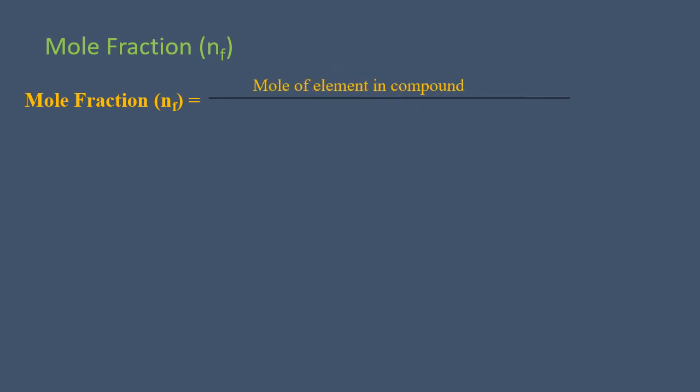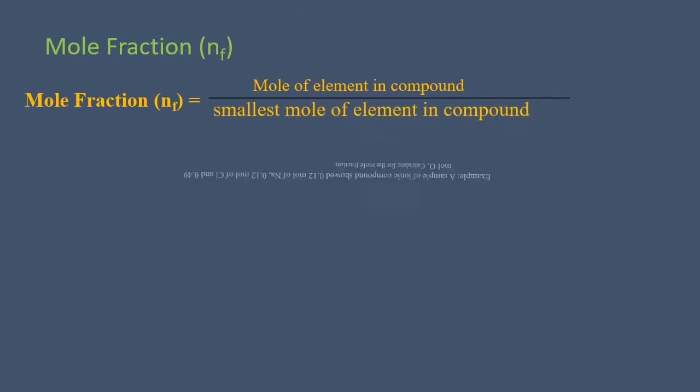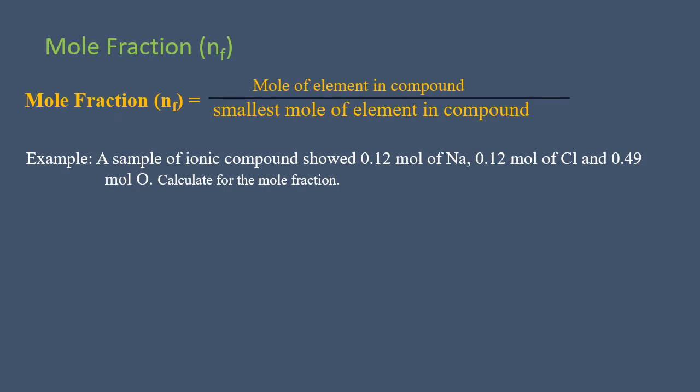This time, I'll be discussing mole fraction with the symbol small n sub small f. To calculate for mole fraction, the mole of an element in the compound is divided by the smallest mole of an element in the compound. So let's have an example. A sample of ionic compound showed 0.12 mole of sodium, 0.12 mole of chlorine, and 0.49 mole of oxygen. Calculate for the mole fraction.